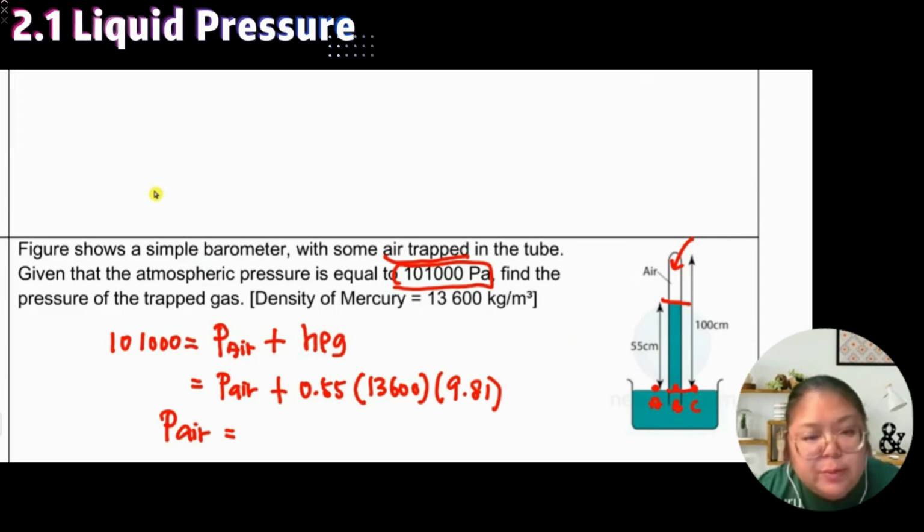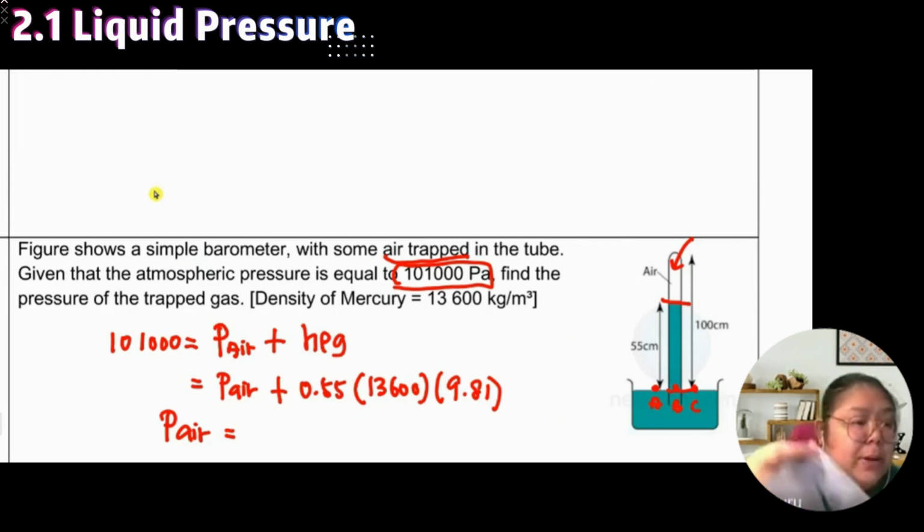Then 3, 0 behind. Answer? Answer is 1844. Minus what? Minus or not? How come bigger than this one? You take 10130. This one go to minus this whole thing: 0.55 multiply 13600, 9.81.